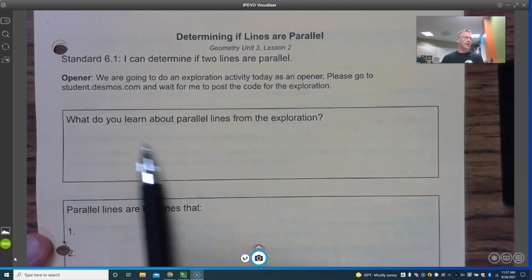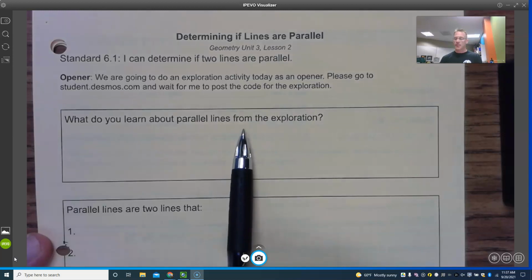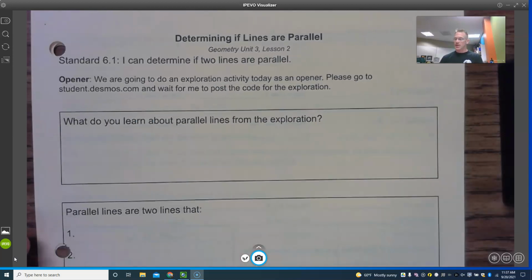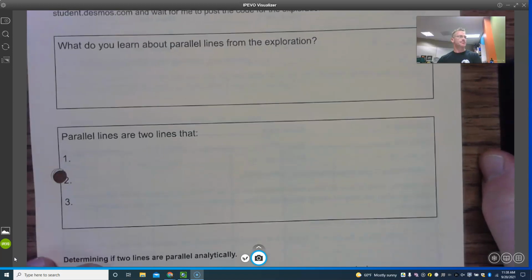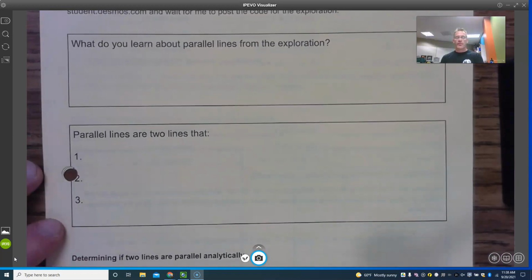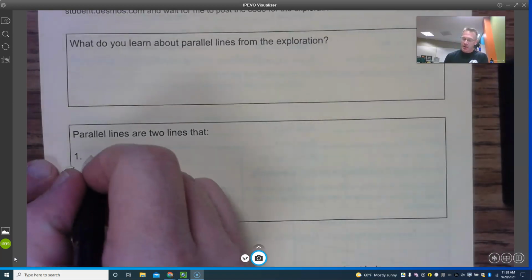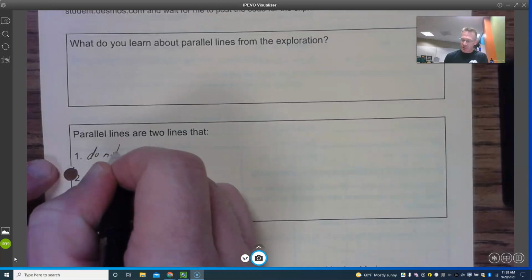So you've already done the exploration, so we did that in class last time, so hopefully you have some thoughts on that. Now let's talk about what parallel lines are. So the first thing is parallel lines are two lines that do not intersect.